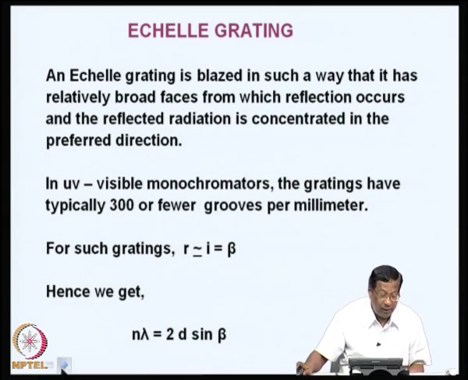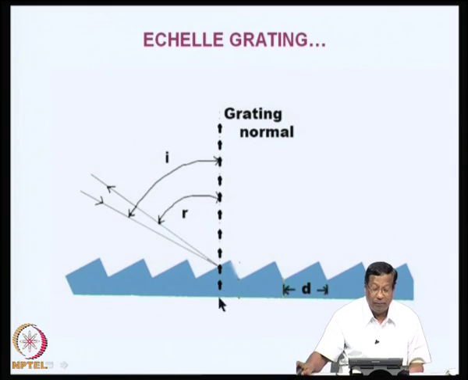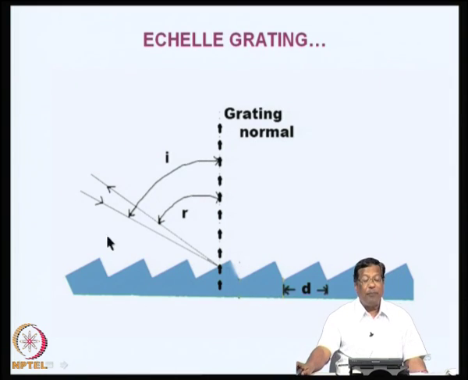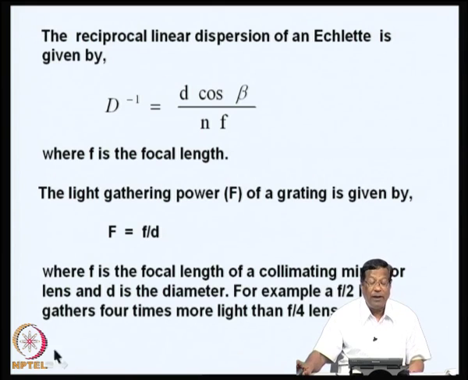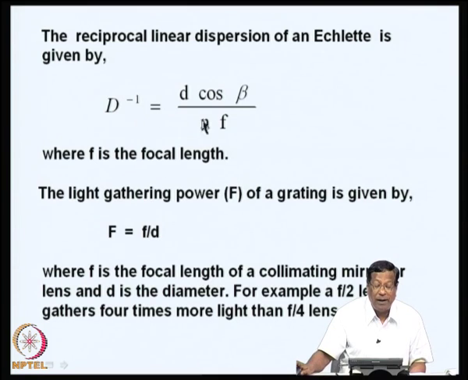So, what does it mean? Basically, the spectrum would be so much purer. The reciprocal linear dispersion of an echelle is given by D inverse equals d cosine beta over n into f, where f is the focal length.